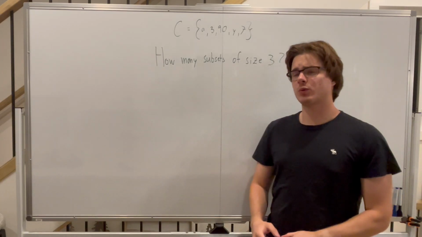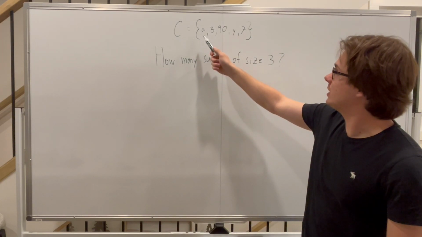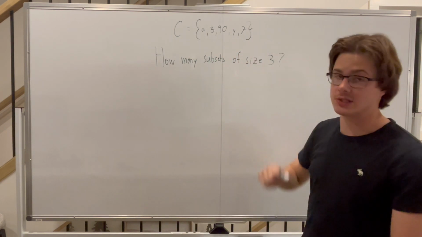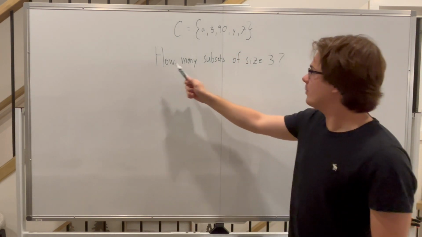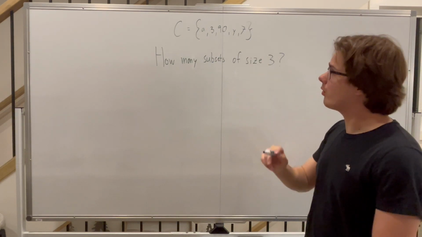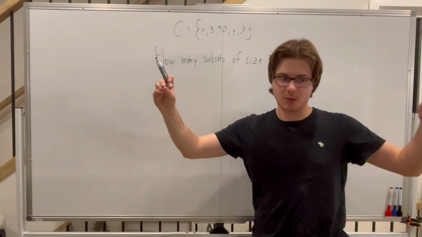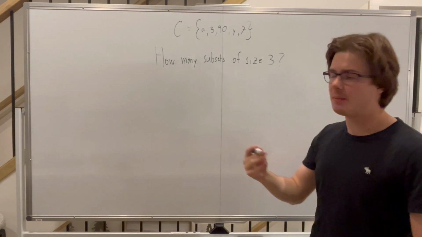Okay, so the final example we're going to look at is, again, our set C, where C is the set including A, 3, 90, Y, and 7. We're going to ask ourselves, how many subsets does C have that have size 3? Or how many subsets of C, if you look at all of the subsets, have 3 elements? How many of them have that?